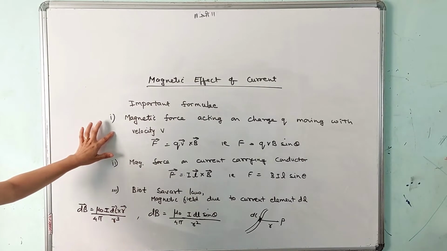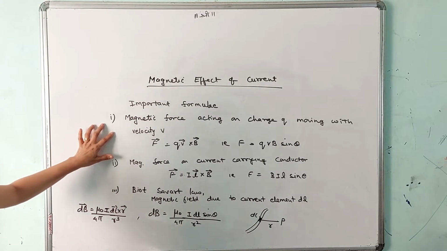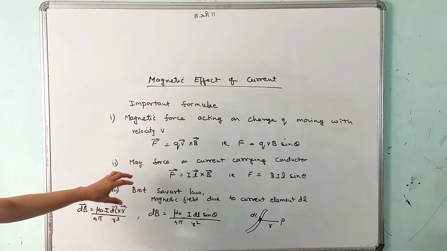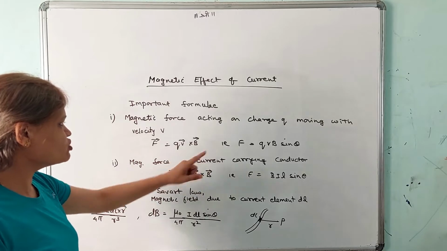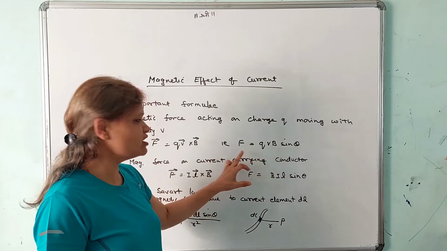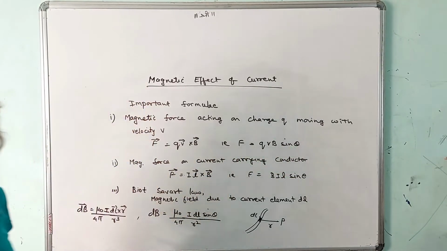Magnetic force acting on charge q moving with velocity v. Just a charge q. Vector form: F equals q v cross B. Then magnitude, if we solve the cross product, we get vB sin theta. So F is q v B sin theta. So the magnetic force acting on a charge q is q v B sin theta.